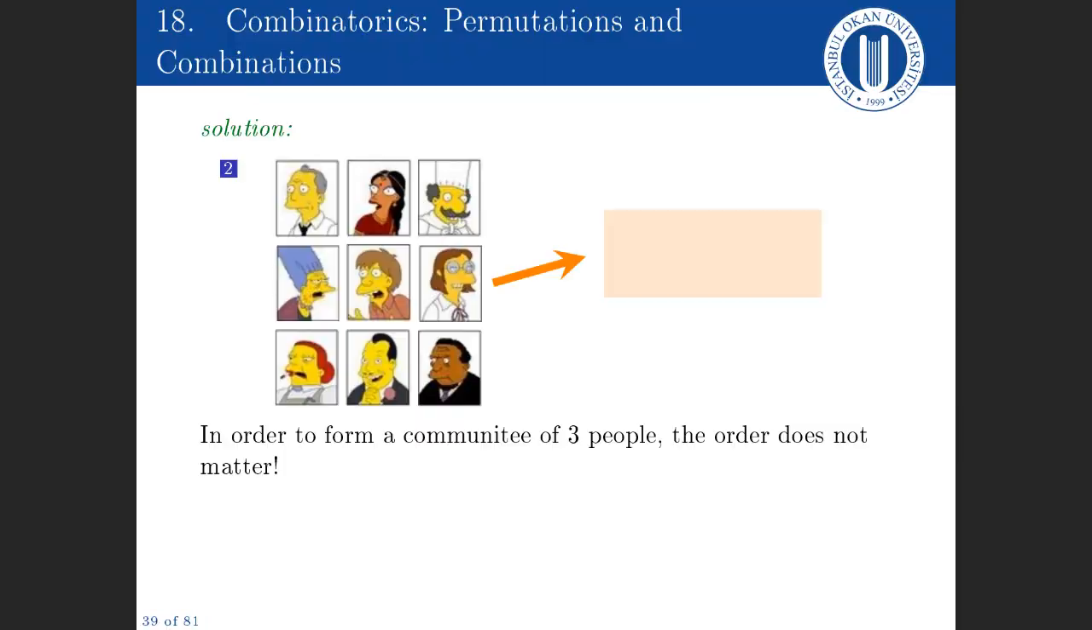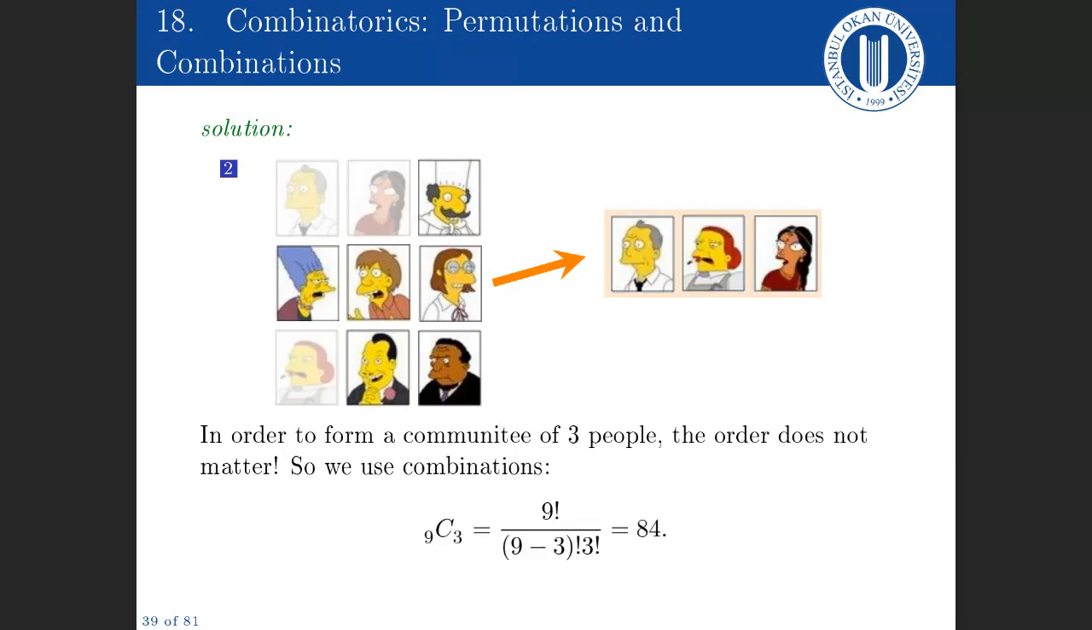Now let's answer the second question. From these 9 people, we're going to choose a committee of 3 people. And this time the order doesn't matter. We're just choosing 3 people out of 9 people. Because when the order does not matter, we use combinations. We do 9C3, which is 84. There's 84 different ways to choose a committee of 3 people out of 9 people.